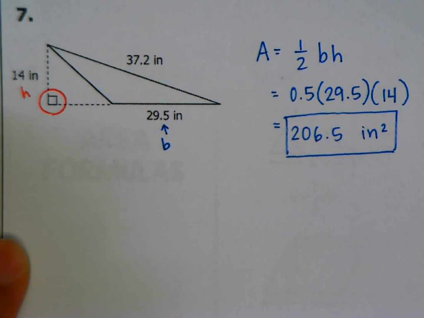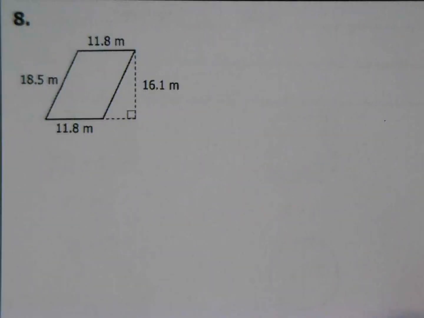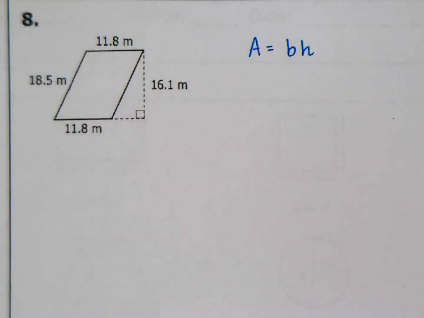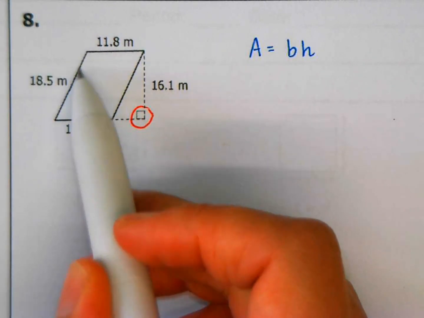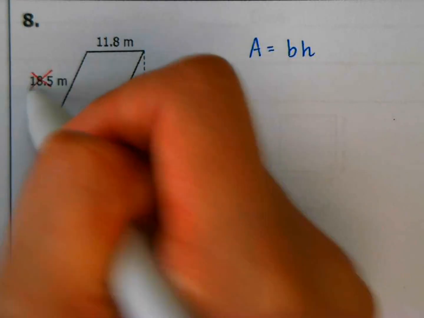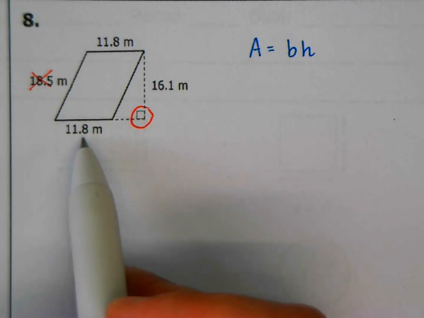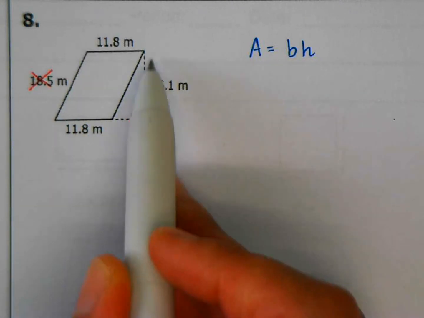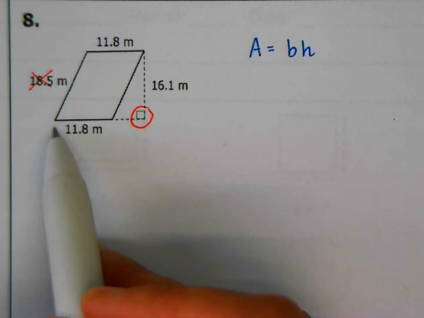All right. This one's a parallelogram. Our area formula is base times height. Again, we're looking for the 90-degree angle, so this is not going to be anything, because 90 degrees with 11.8, even though they don't make contact, 11.8 and this 16.1, if extended out, create a 90-degree angle. So this one's your base, this one's your height.